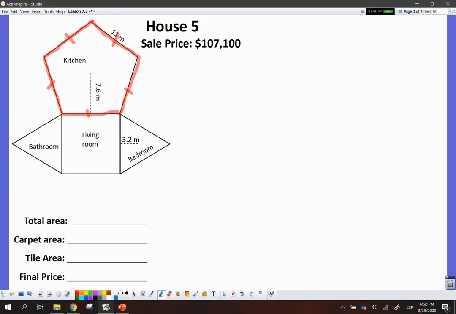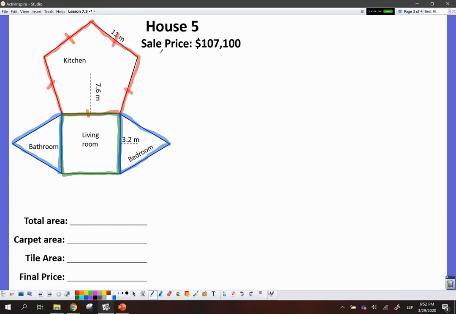Let's look at what other shapes we have. I see that I have a square here as well. That's going to be my living room. And I also have 2 triangles. I have a triangle here, and I have a triangle here. So I've got 4 shapes in total: 1 pentagon, 1 square, and 2 triangles. So now that I've identified each different shape, now I need to find the area of each shape.